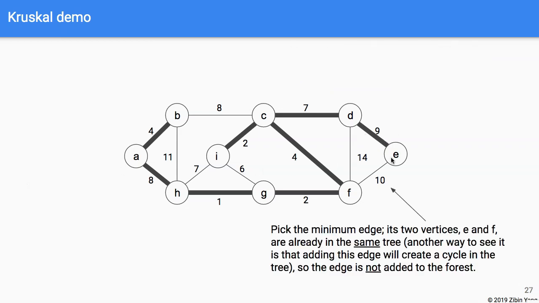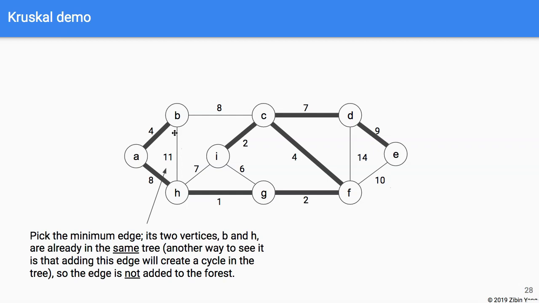And if we keep going, the edge with weight 10, well, if we add it, we form a cycle, or E and F are already in the same tree, so we do not use this. The next edge would be 11. But again, if we use this edge, we'll form a cycle, or we'll just connect vertices that are already in the same tree. So we don't use this edge.